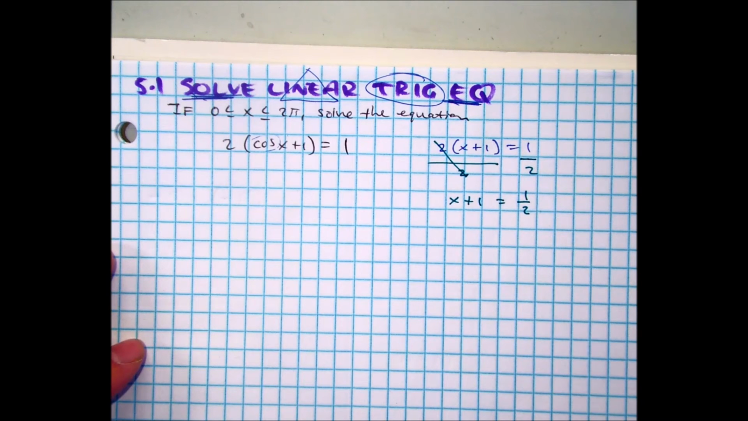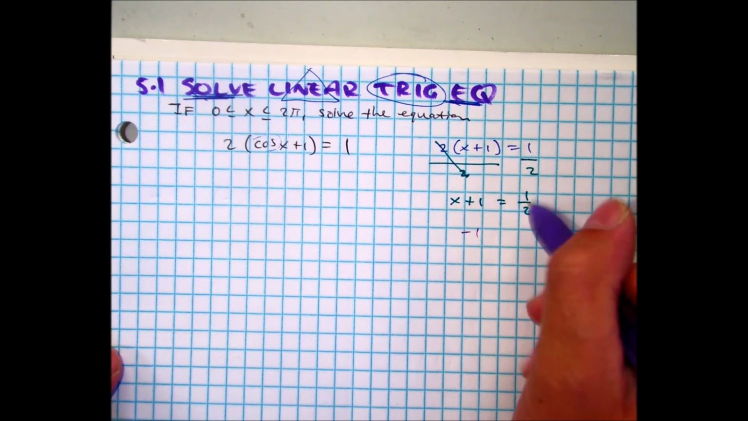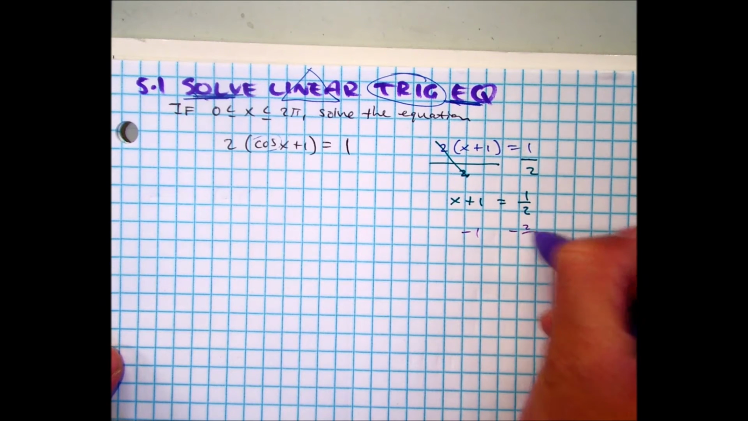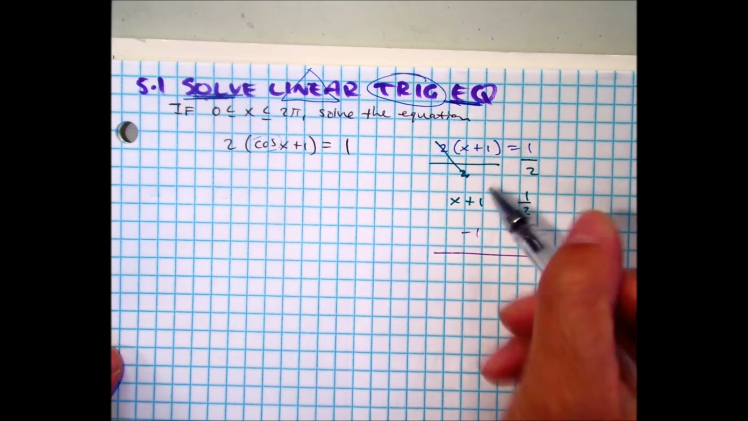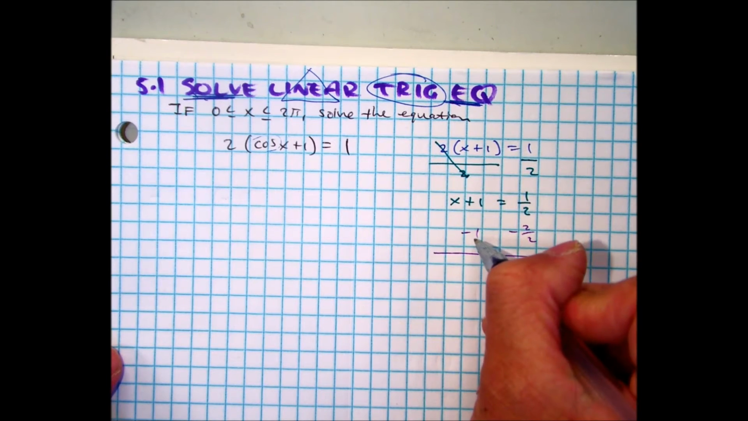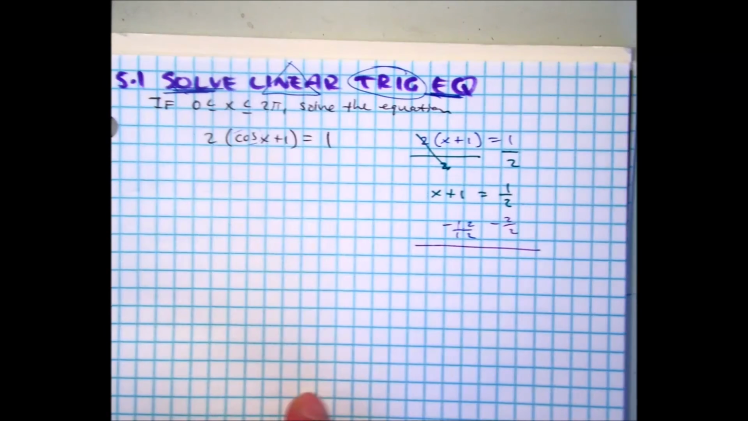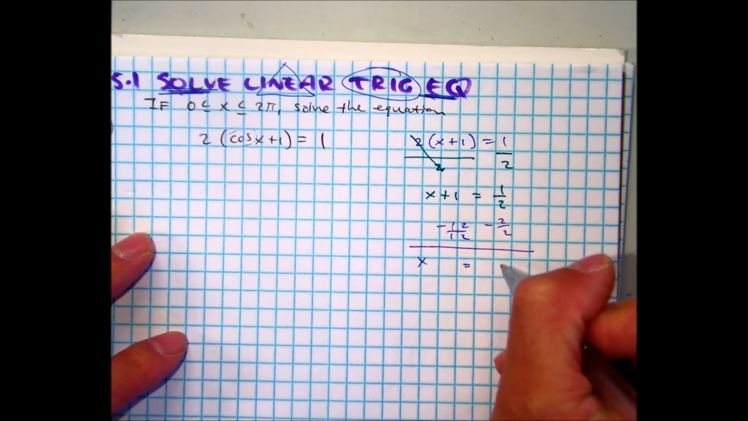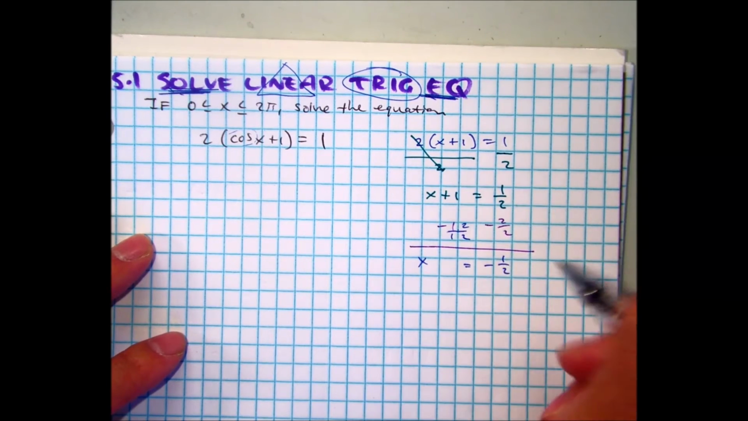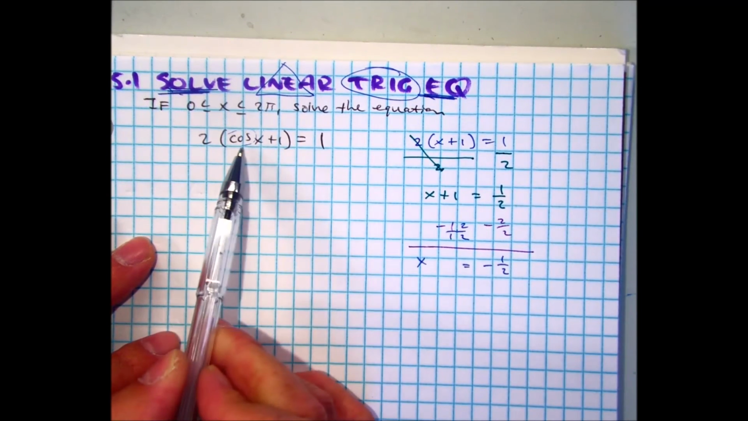If I subtract 1, remember when I subtract 1 over here, I'm going to subtract 2 over 2. And the reason why I do that is because negative 1 can be written as a fraction, negative 1 over 1, and then I'm just multiplying by 2 over 2. And then we'll get an answer that x is equal to what? Negative 1/2.